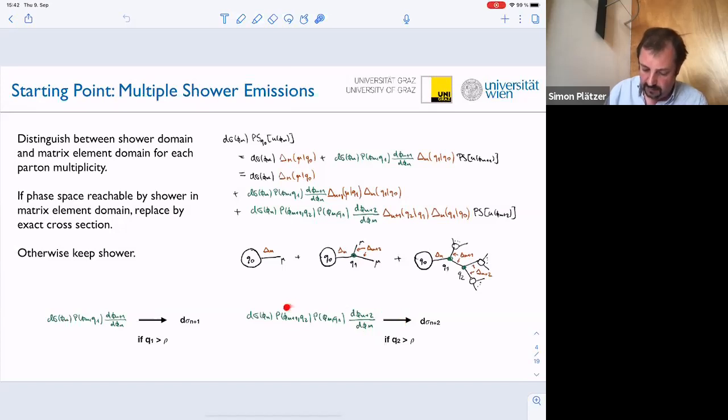And the same thing I want to do for the two-emission contributions. So here are two splitting kernels, one of them describing an emission at a scale Q1 off the Born phase space point phi n, another one describing the emission off the point phi n plus 1, and then we go in and replace that by a 2-jet tree-level cross-section. And I want to do so only in a region where I do think that the matrix element is really needed.